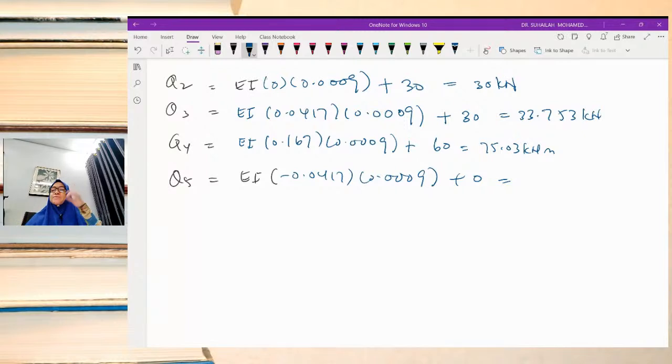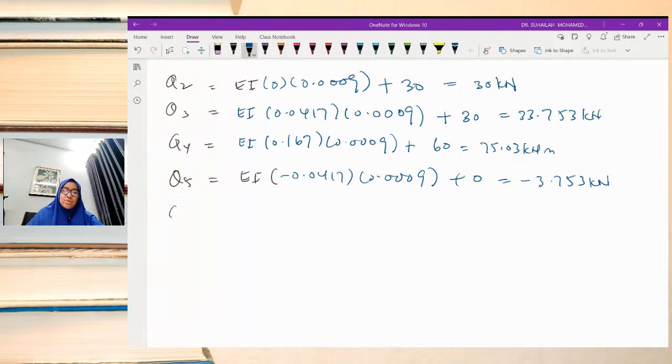Q5 is the vertical reaction. EI is 100,000, so 100,000 times negative 0.0417 times 0.0009 plus 0. The answer is negative 3.753 kilonewton, the vertical reaction at C.